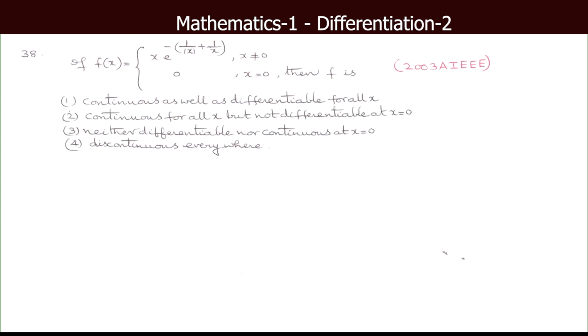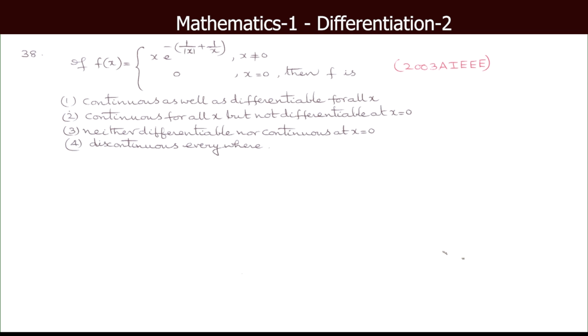Another question. Fx is a 2003 EAPCET-2025. fx is given to be x times e power minus of 1 by mod x plus 1 by x for x not equal to 0 and 0 whenever x equal to 0. There is one thing, it is a question connecting both the concepts, continuity and differentiability. Look at the four options. He is asking whether the function is continuous and also whether the function is differentiable at x equal to 0 or for all x, whatever it may be.